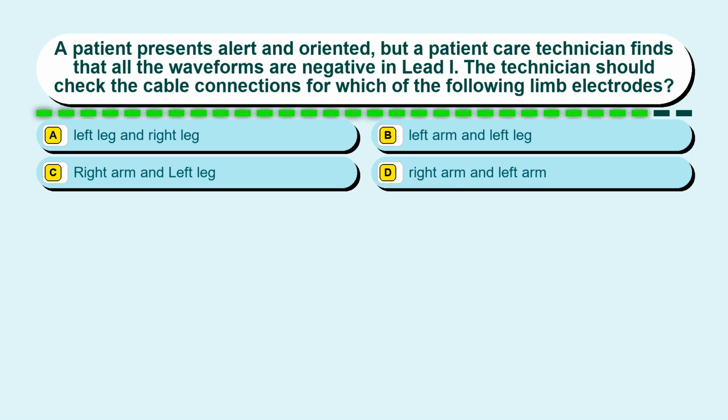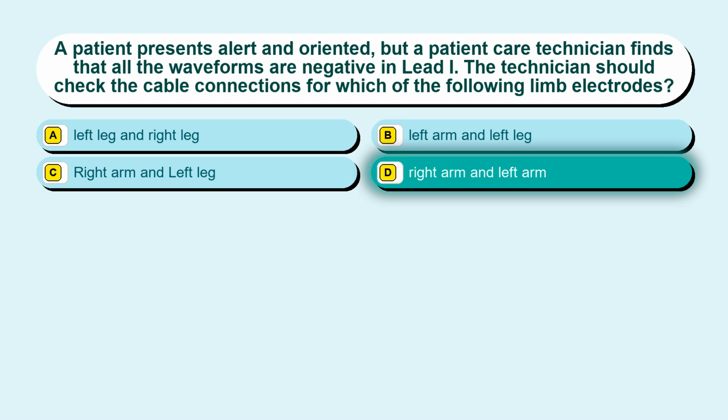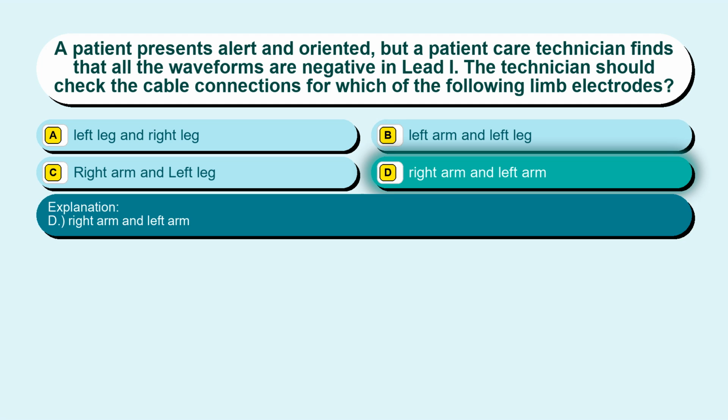Question 32. A patient presents alert and oriented, but a patient care technician finds that all the waveforms are negative in lead I. The technician should check the cable connections for which of the following limb electrodes? Option A, left leg and right leg. Option B, left arm and left leg. Option C, right arm and left leg. Option D, right arm and left arm. The correct answer is option D, right arm and left arm.